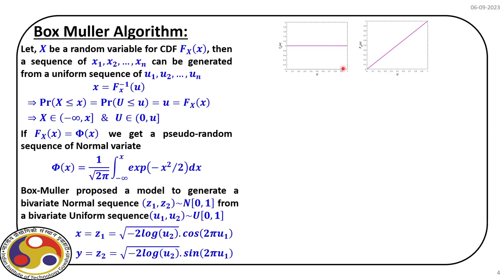So that's the uniform PDF and CDF. This is the normal PDF, a bell-shaped curve having mean at 0, and in this case we have unit standard deviation. Now if you plot the CDF, it will have a shape like this. Again, it will start from 0 and ultimately reach 1.